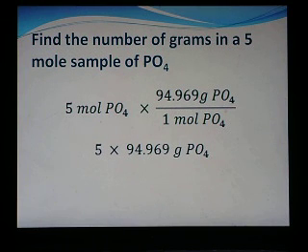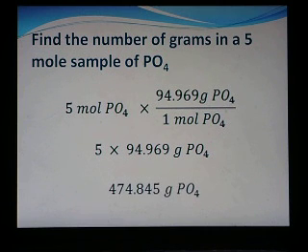5 times 94.969 grams of PO4. Next, just multiply the two numbers, and you come out with an answer of 474.845 grams of PO4. Remember, when converting moles to grams, you always end up multiplying.